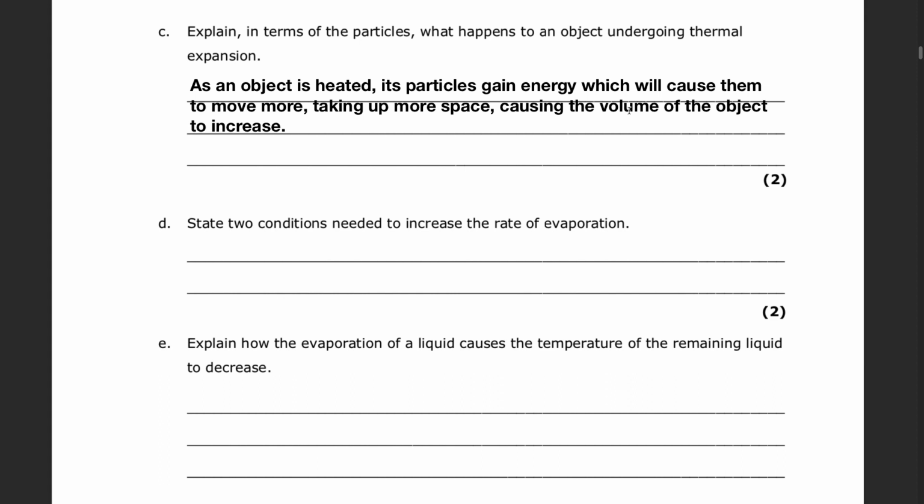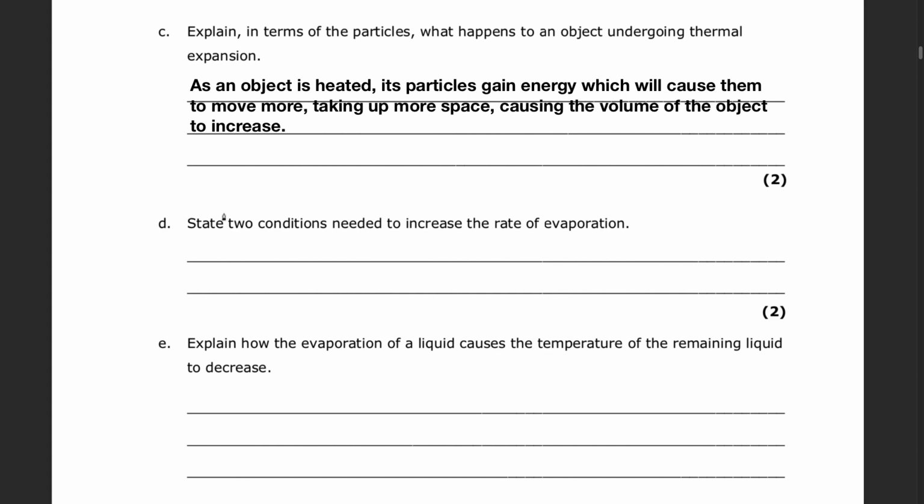And all of that happens because as the object is heated, the particles, in the case of solids, vibrate further about their fixed position. Okay, they vibrate more. And so they end up taking more space. So the overall volume of the object will increase. Question 1d. State two conditions needed to increase the rate of evaporation.